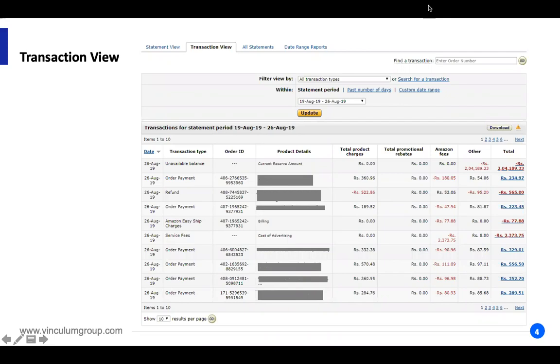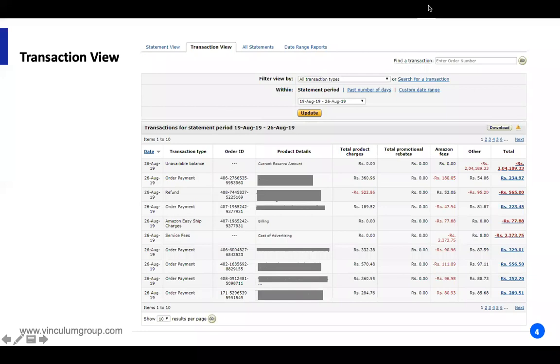It also shows you the total product charges. In this case, on 26th of August, the charges were 360 rupees and Amazon fees was 180 rupees. But just by knowing this one line item, you would not know whether you are earning anything or you are losing anything. So these are the questions you should always keep in mind. As we go forward, we can take it up.